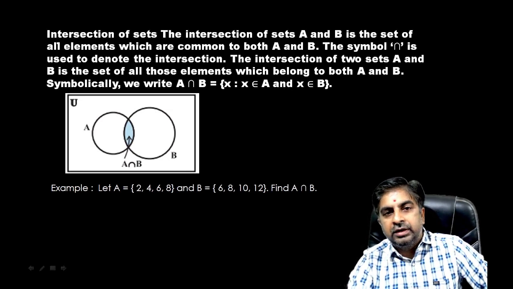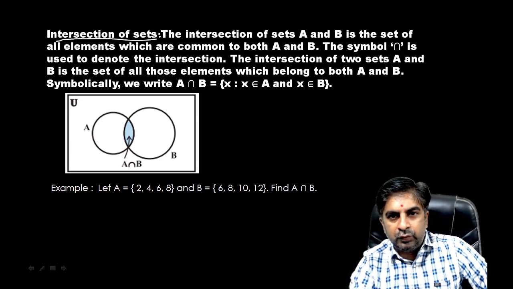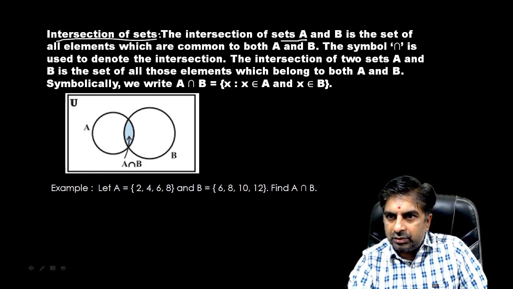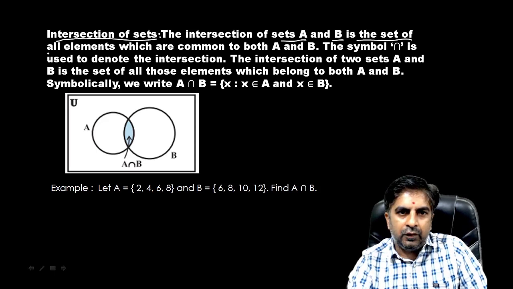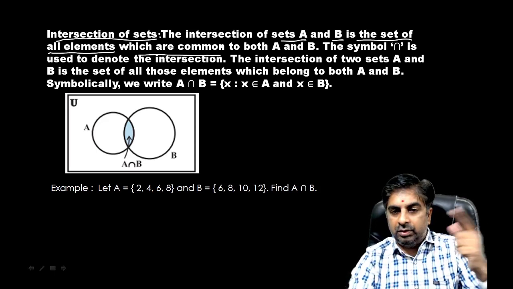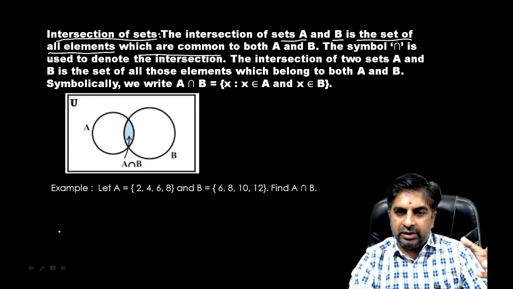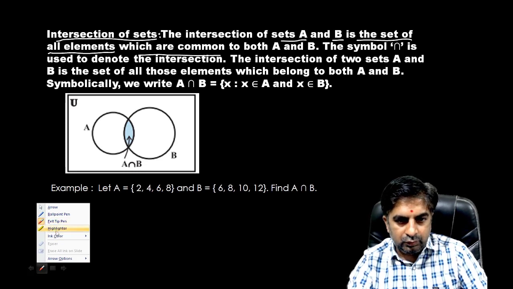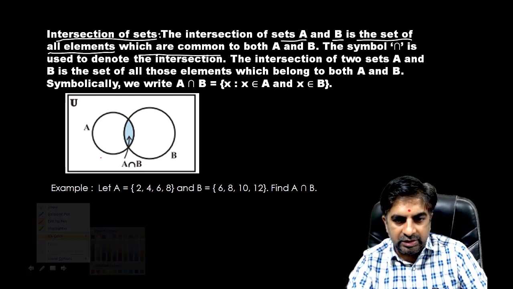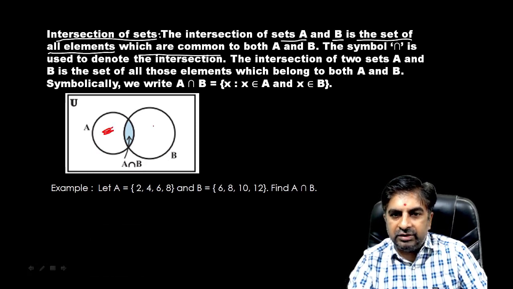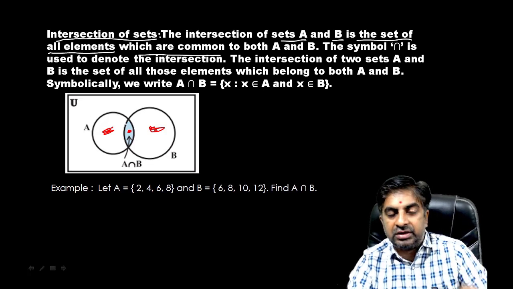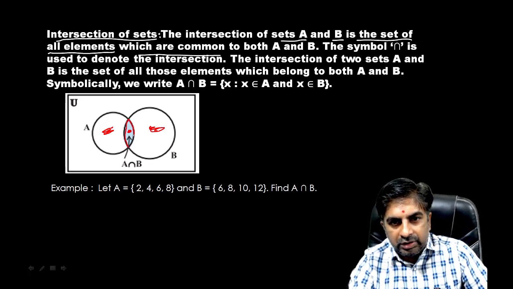Now moving towards intersection of sets. Now we are going to study intersection. The intersection of sets A and B is the set of all the elements which are common. In the previous union, we were taking this part, this part, and the common part also, but the common part we were not writing two times, only one time. That was A union B. Now in intersection, which is common, that only we need to take.